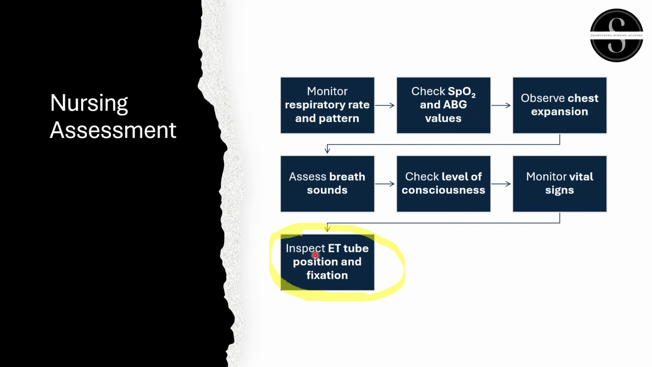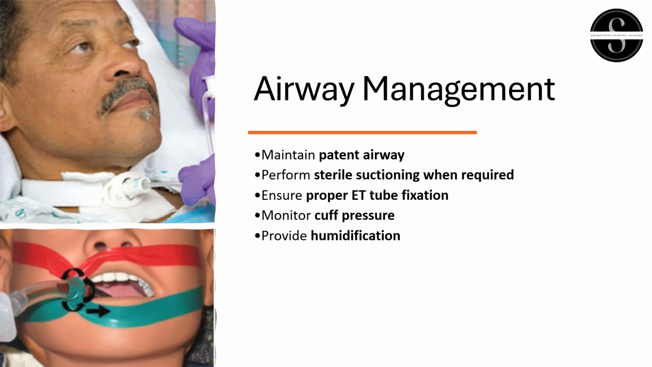So these are some of the nursing assessments you have to do for a patient who is on a mechanical ventilator. Clear? One is to monitor respiratory rate. Second is seeing the SpO2 and ABG level to assess acidosis, alkalosis. Check the chest expansion. Assess breath sounds using a stethoscope. Check the level of consciousness. Monitor vital parameters. And always inspect ET tube position and fixation, which is very, very important. Clear? Okay.